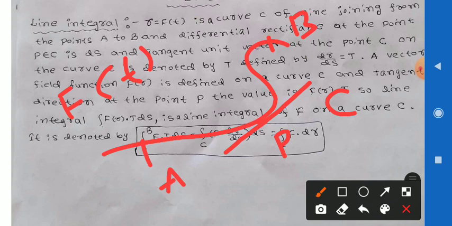Then I am going to calculate the line integral from A to B. For this line integral we have the formula: the integral from A to B of f dot T ds is equal to the integral over the curve C of f dot T, where the T value is the tangent, dr/ds. Here ds is cancelled, and we get the integral of f dot dr. Now I am going to discuss the problems on line integral.